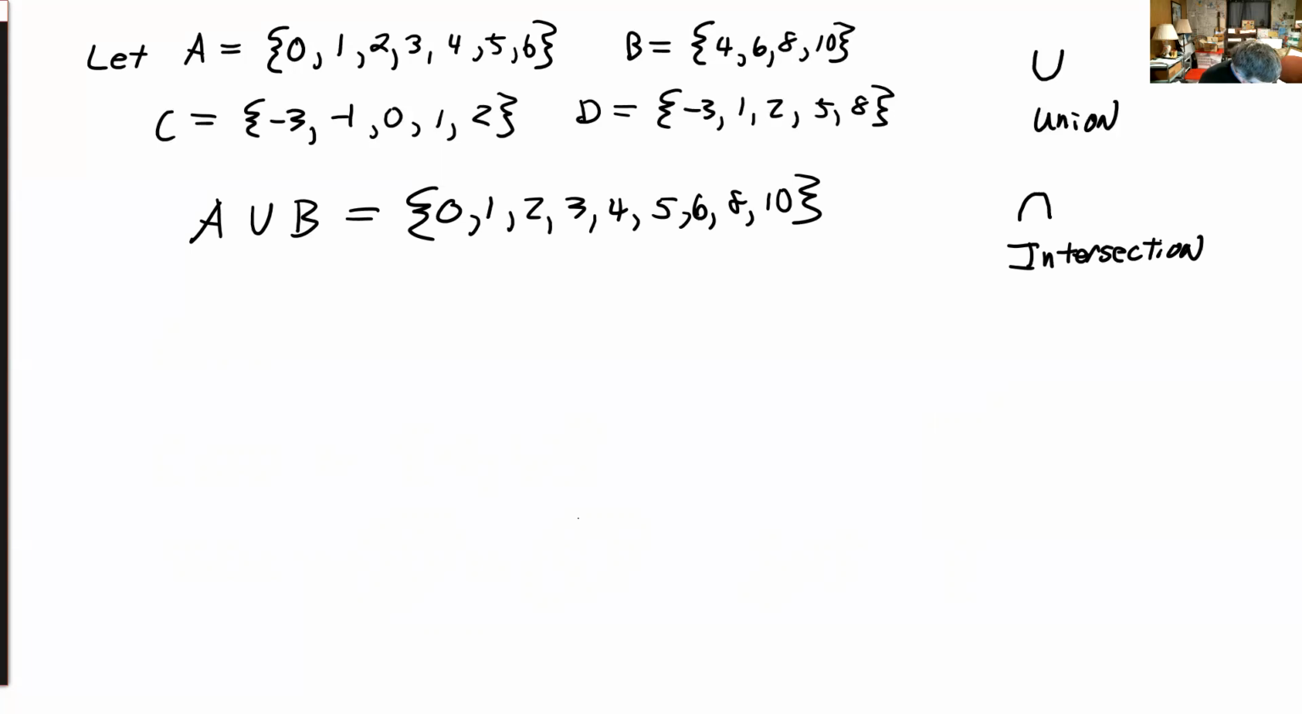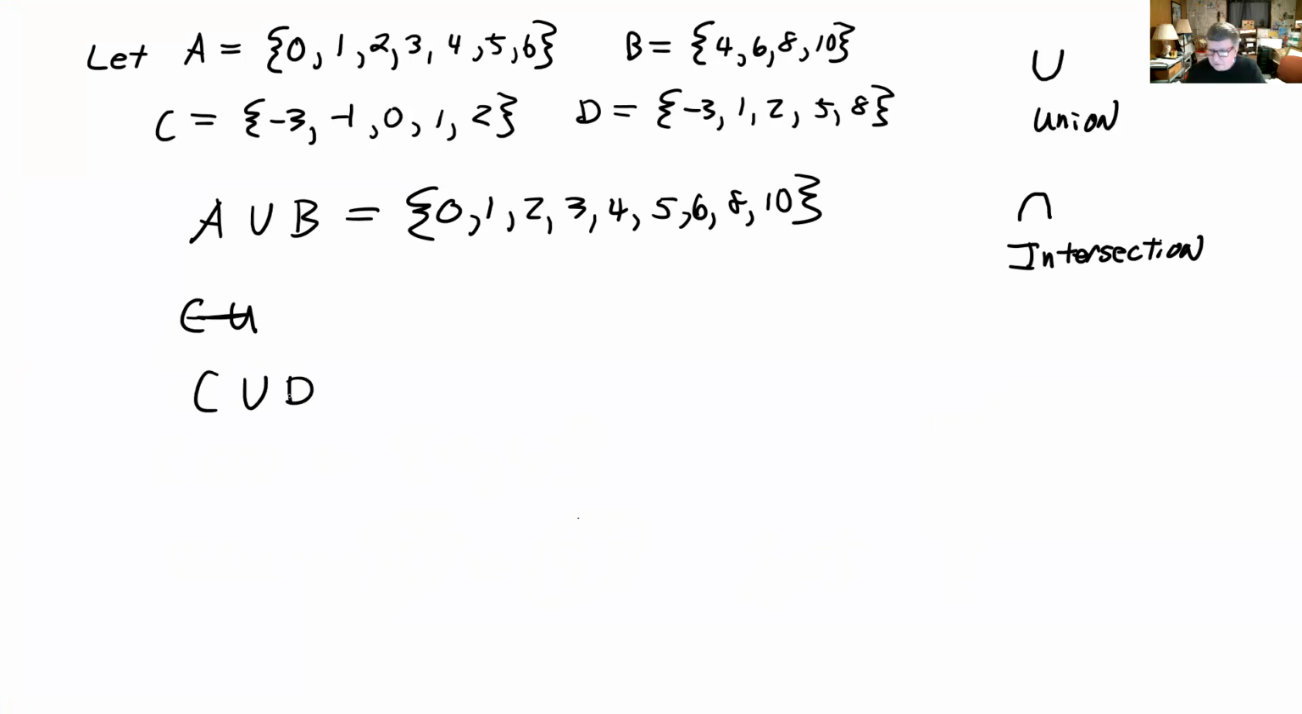Now, let's do the union. Oops, shouldn't have put a tail on it. Force of habit. Cud. A cow chews its cud. Okay. The union of C and D would be -3, -1, 0, 1, 2, 5, and 8. Everything that's in C along with everything that's in D. All right. Any questions? All right. No. As we move forward, that's all right.